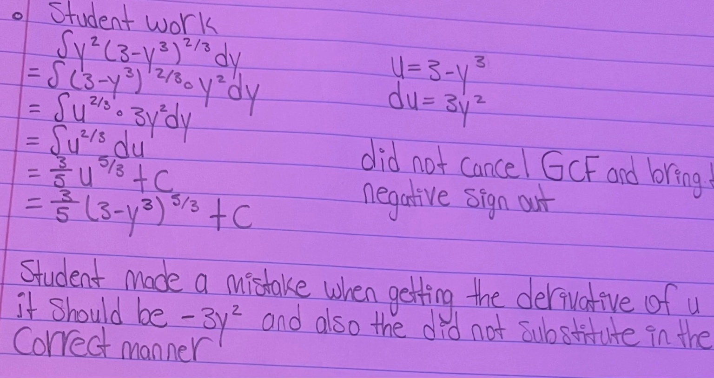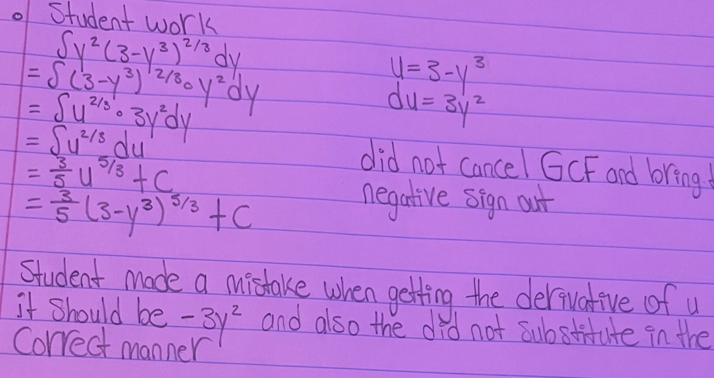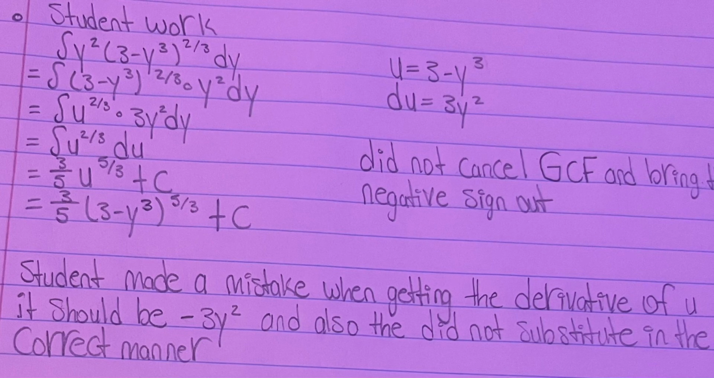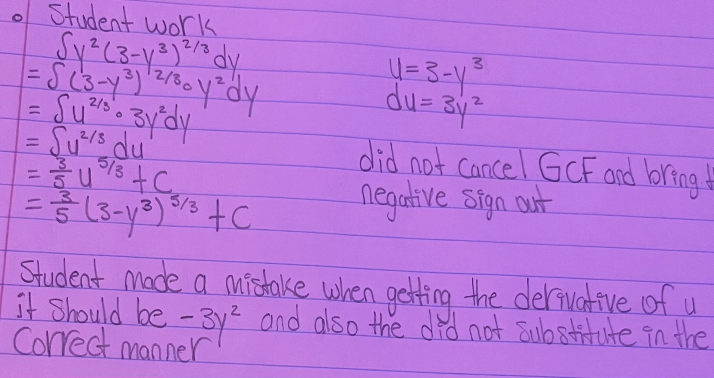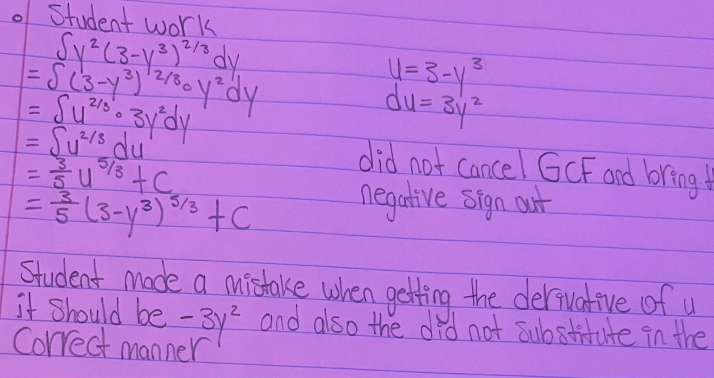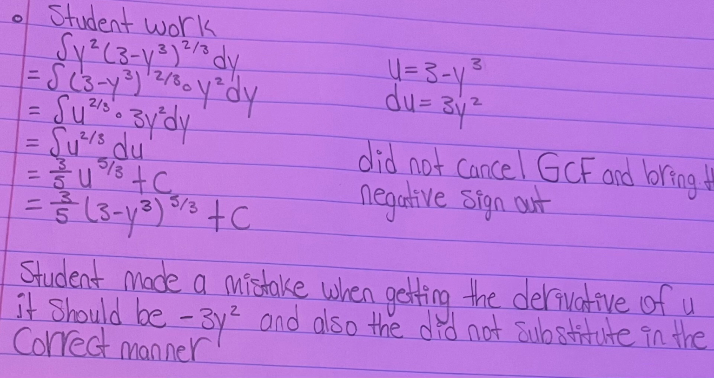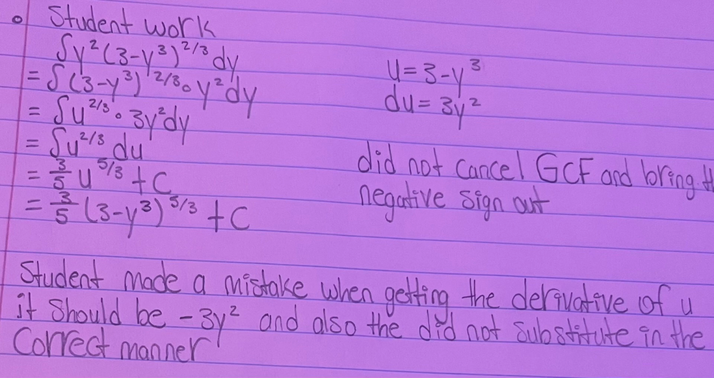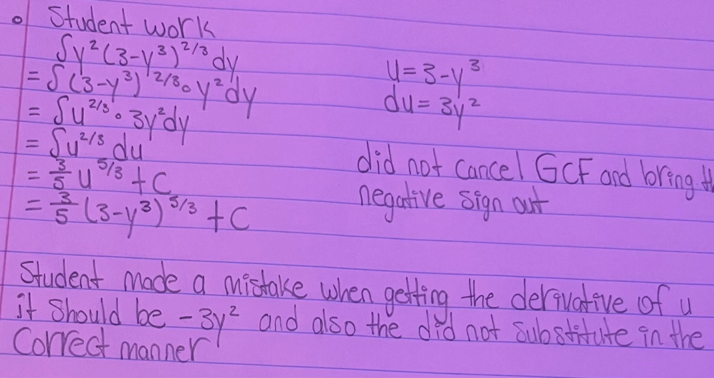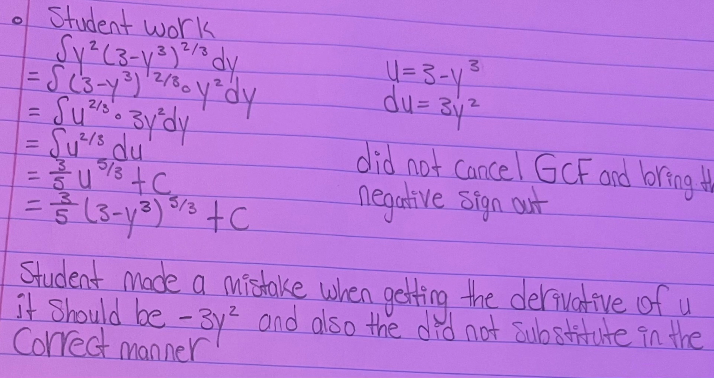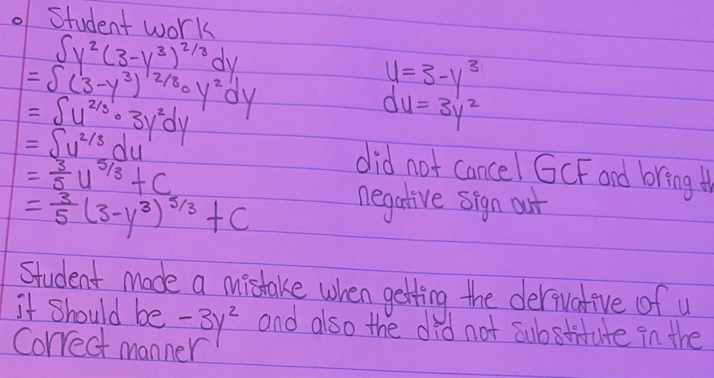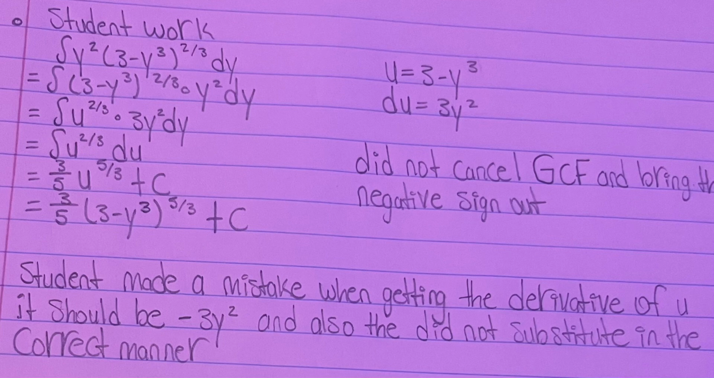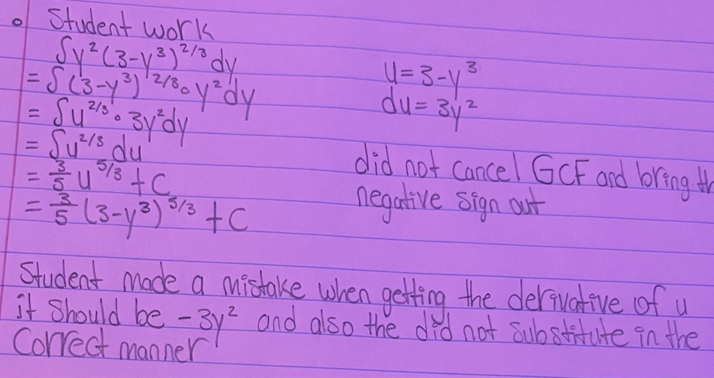The student made the mistake of not correctly getting the derivative of 3 minus y to the power of 3. What the student put was 3y squared, and the correct answer was negative 3y squared. The student did not cancel out the greatest common factor between 1 over 3 and 3 over 5, and did not also bring out the negative sign. In doing so, it made the entire problem from the student's work incorrect.